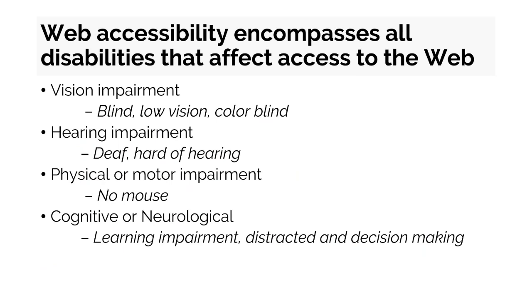And now we have hearing impairment. We have people who are deaf, who are hard of hearing, and there are different impacts, but the primary impact is video or audio on the website that doesn't have a transcript or captions. We have people with physical or motor impairment. It can be someone who is paralyzed from the neck down and can't use a mouse. Or people with cerebral palsy, someone who has a lot of shaking, and when they use the mouse, they don't have fine motor control.